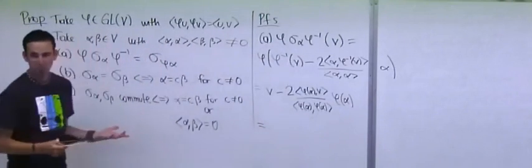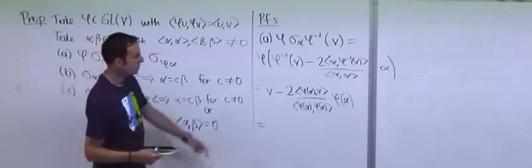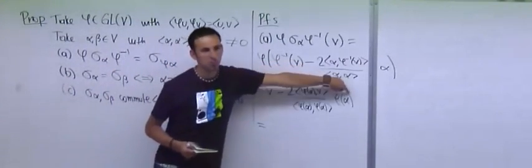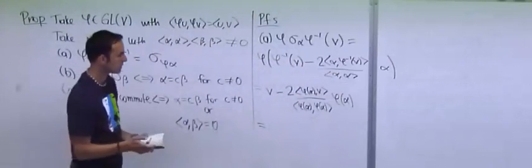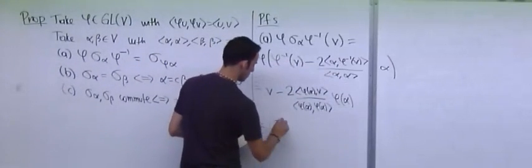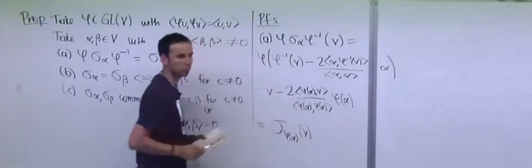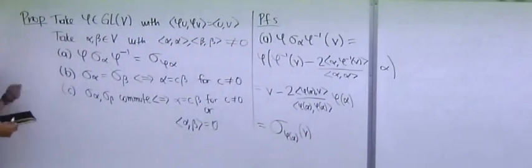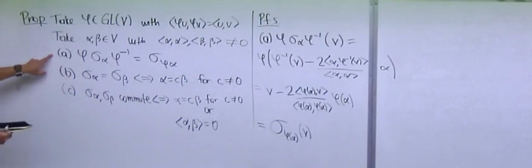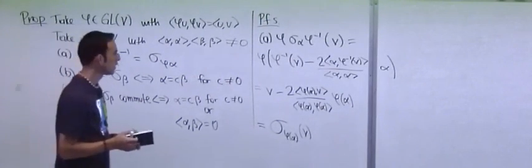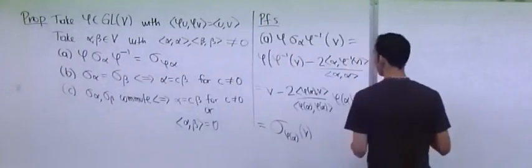And now if you look at what this expression is, this is exactly the expression for the reflection with respect to phi of alpha. So this is the reflection with respect to phi of alpha of v, which is what I wanted to show. So this is just kind of a computation. Okay? So that proves A.